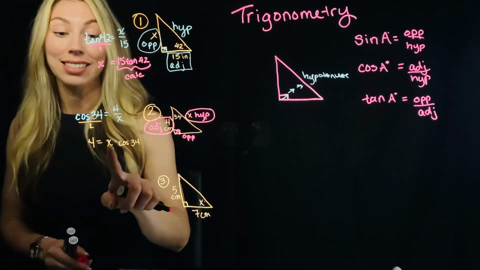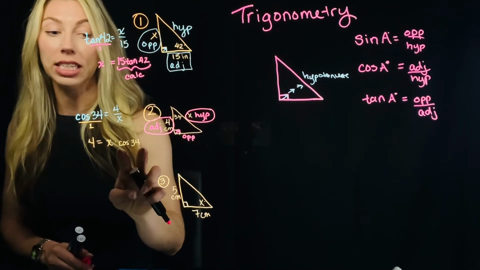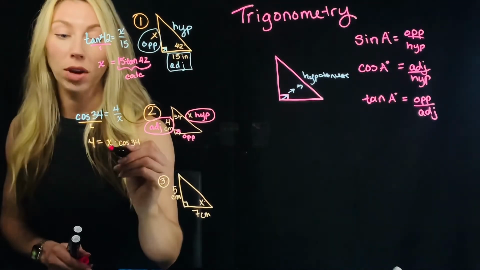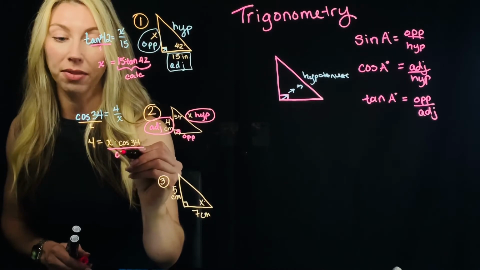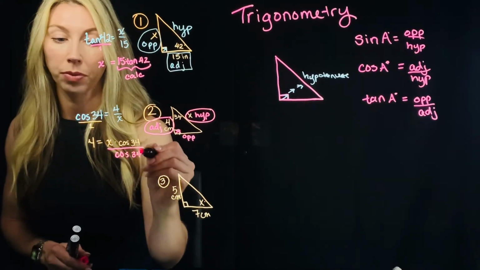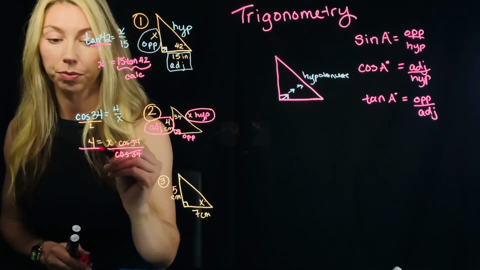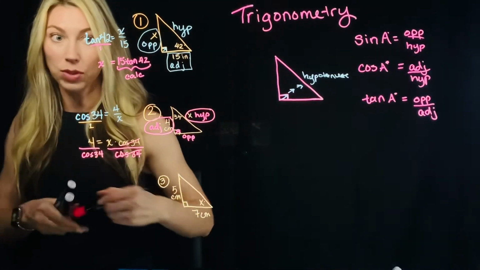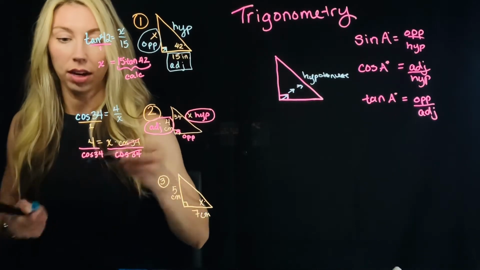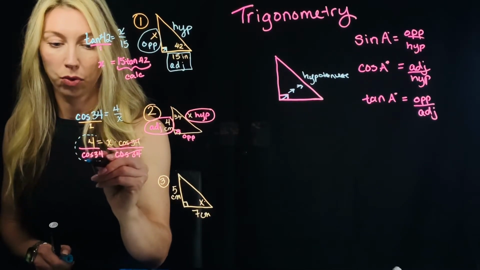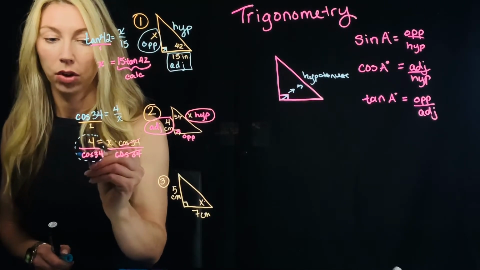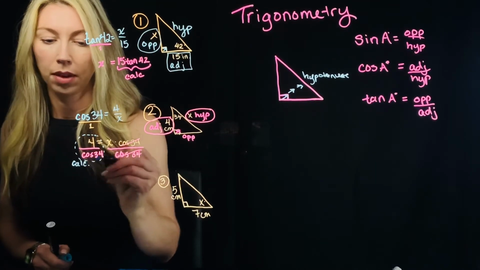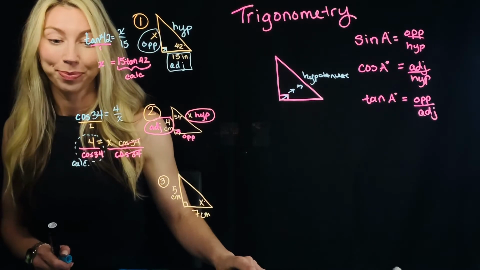Because the x is still not isolated, I still need to take this cosine 34 and move it to the other side. And because it was multiplied with the x, I'm going to just divide by cosine 34. And those are going to cancel. And now, this is what I'm going to put into my calculator. I'm going to put this whole answer, 4 divided by cosine 34, not the equal sign, into your calculator. And it will give you the answer.